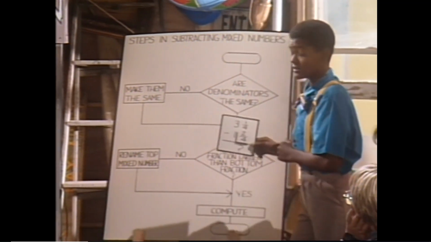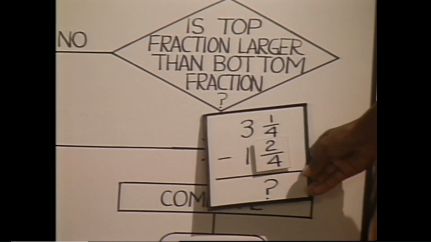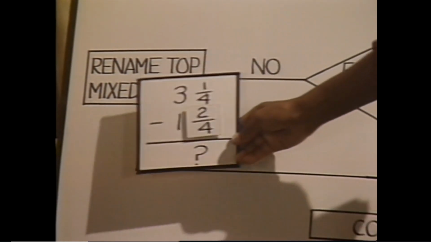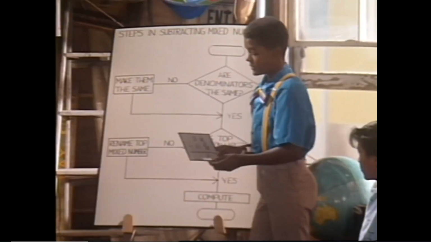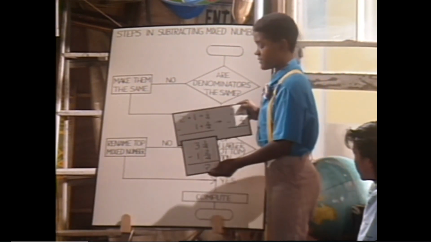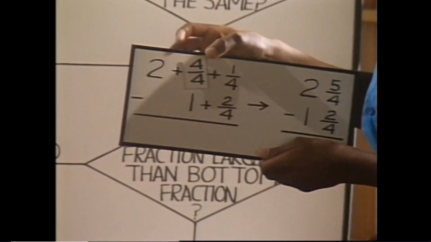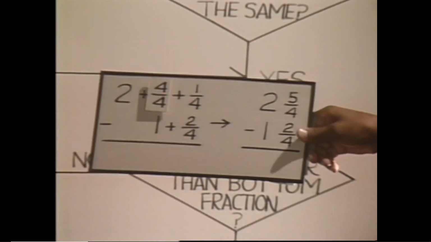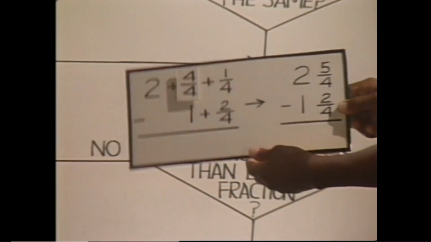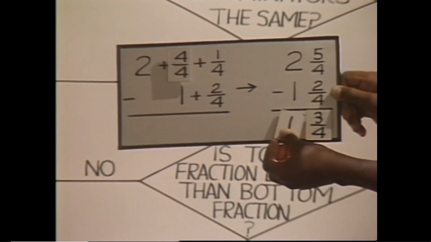But now ask a second question. Is the top fraction, the number you're subtracting from, larger than the bottom fraction, the number you're subtracting? Well, no. Then what can you do? You got it. Rename the top mixed number. You can rename 3 1/4 as 2 plus 1 plus 1/4. Then you can rename this 1 as 4/4. Then add the fourths. So 3 1/4 can be renamed as 2 5/4. Now you can subtract 2/4 from 5/4 and get 3/4. 2 minus 1 equals 1, so the answer has to be 1 3/4.